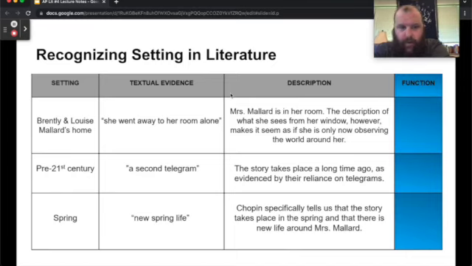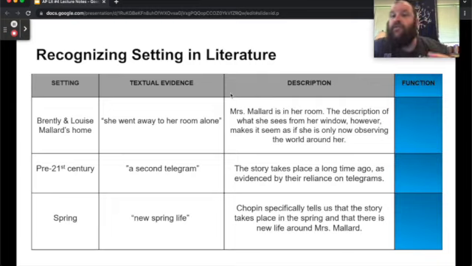Right? It's pre-21st century. How do we know? Because we are told that there is a second telegram, which means there's an original telegram, and that's the mode of communication. So that puts us pre-21st century, and it takes place in the spring.